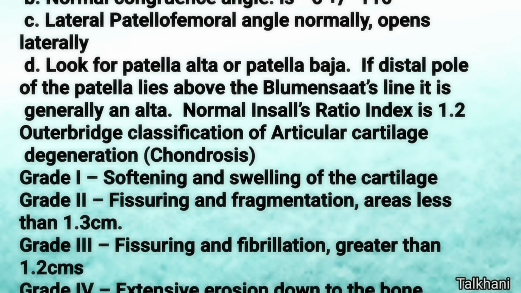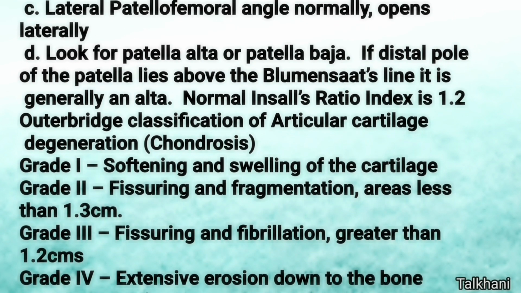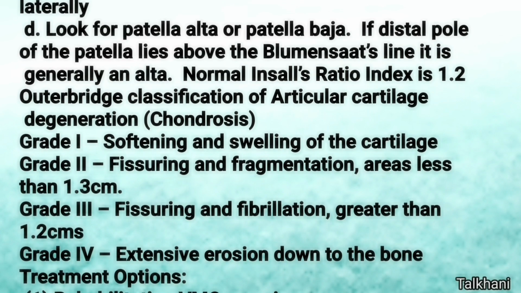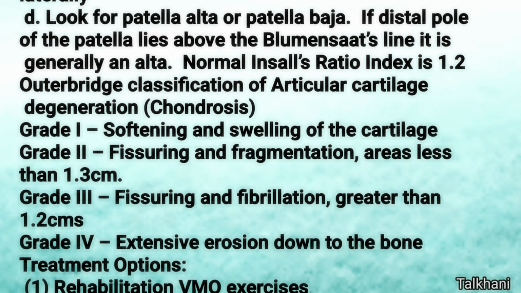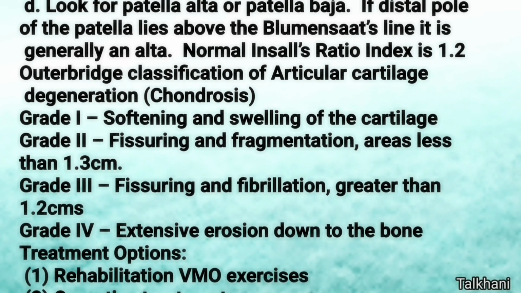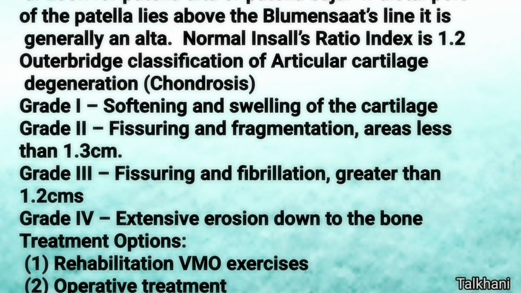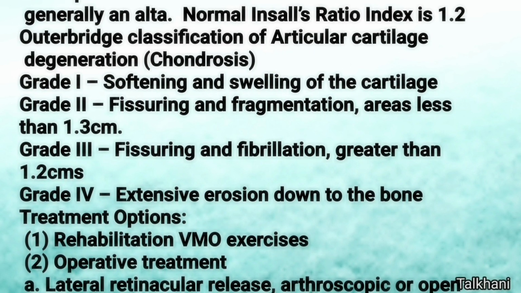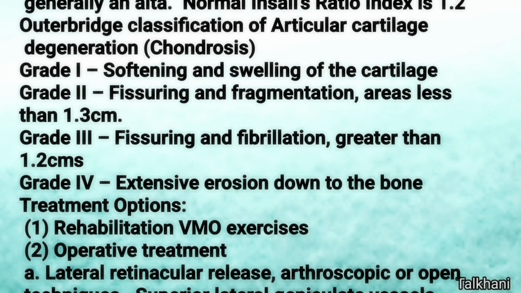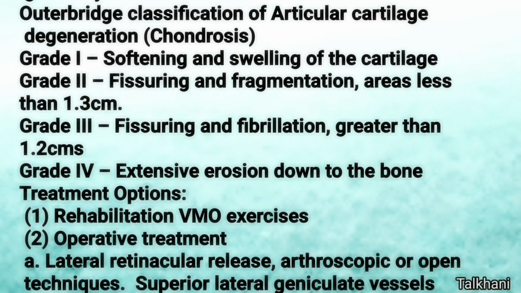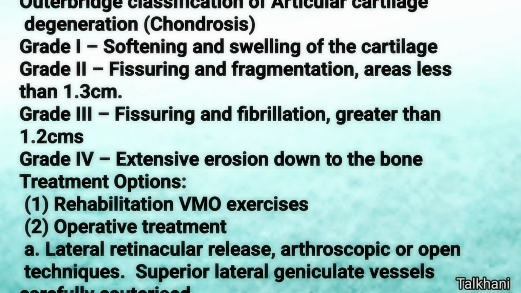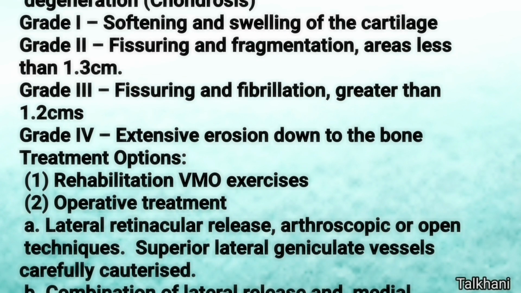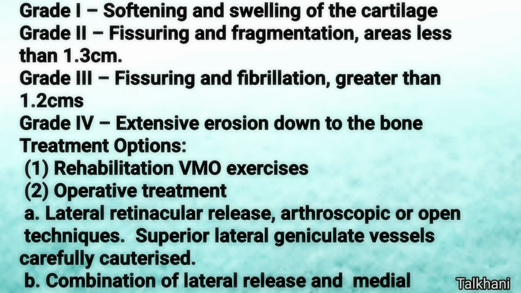Number 3, X-ray examination of patella malalignment consists of Merchant's view, which is taken with knee flexed to 45 degrees and X-ray beam angled 30 degrees from the horizontal. On these X-ray views, normal sulcus angle is 140 degrees plus minus 5 degrees. Normal congruence angle is minus 6 degrees plus minus 11 degrees. Lateral patellofemoral angle normally is open laterally.